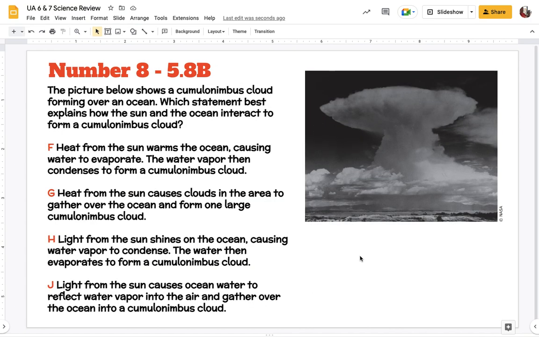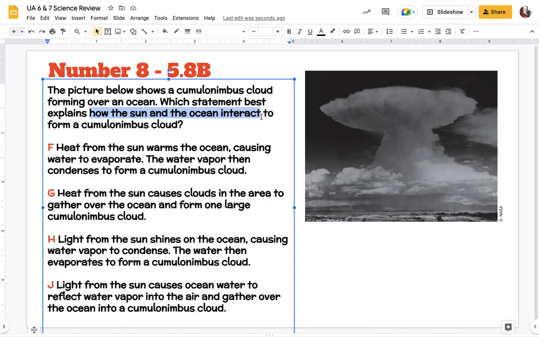All right, let's move on to number 8. So the picture over here shows a cumulonimbus cloud forming over an ocean, okay? And you see that's a really thick, puffy cloud, okay? Almost kind of looks like it may be a little bit darker up top here, right? You see how it's shaded a little bit darker in some spots? That's because it looks like it's filled with a lot of extra bits in it. Let's keep that in mind. So they want to know which statement best explains how the sun and the ocean interact to form a cumulonimbus cloud. So how the sun and the ocean interact.